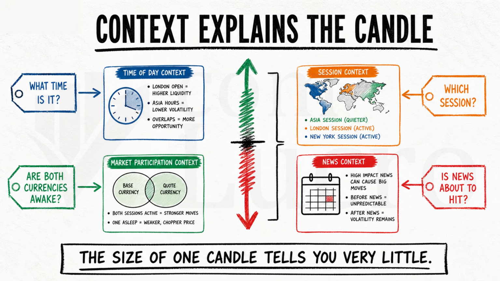It does not put a label above every move saying, "This was real participation," or "This was a gap between orders." You have to learn the context. What time is it? Which session is open? Is this pair in its natural home hours? Is a scheduled number about to hit? Those questions tell you much more than the size of one candle.